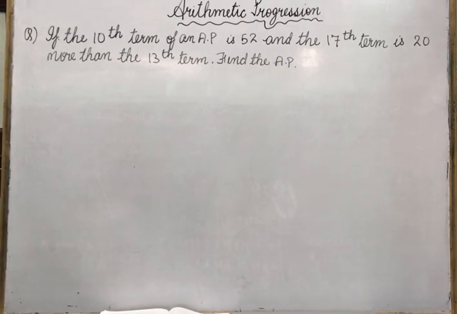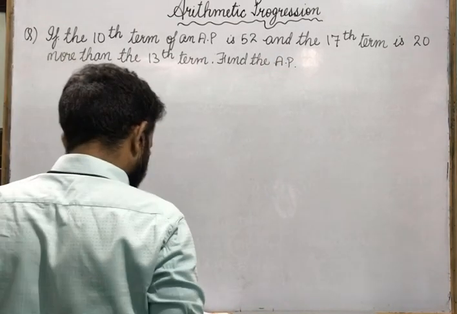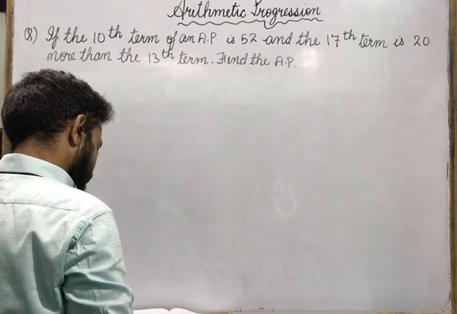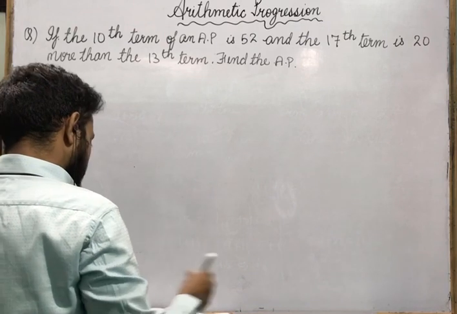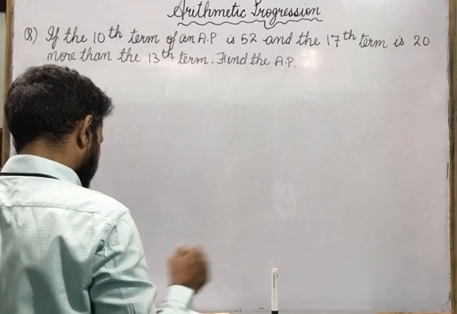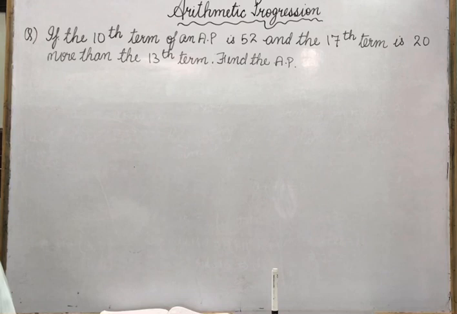Come on, do it in your copies. Fast. Do it in your copies. Correct. It is 7, 12, 17. It is correct.